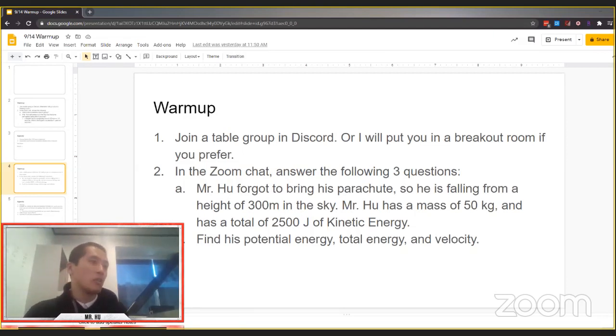Mr. Hoof got his parachute, so he's falling from a height of 300 meters in the sky. He has a mass of 50 kilograms and a total of 2,500 joules of kinetic energy. Find his potential total energy and velocity. So you can work on finding those for now.